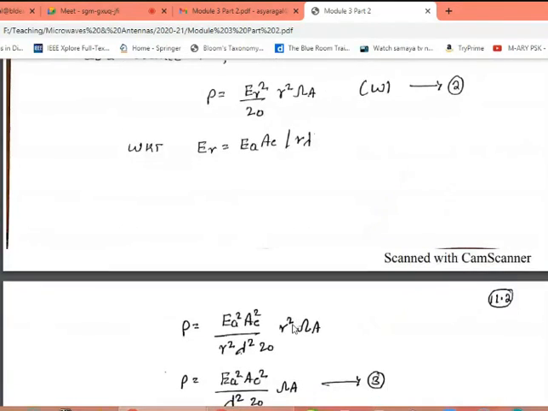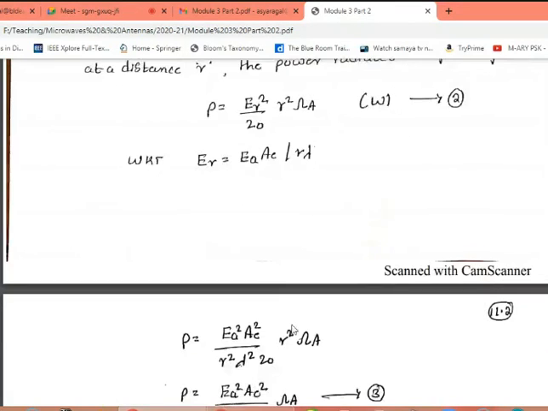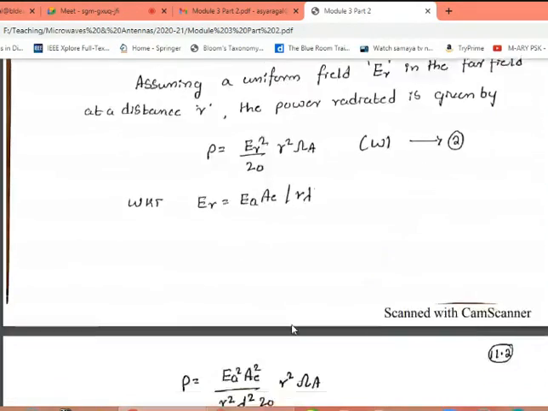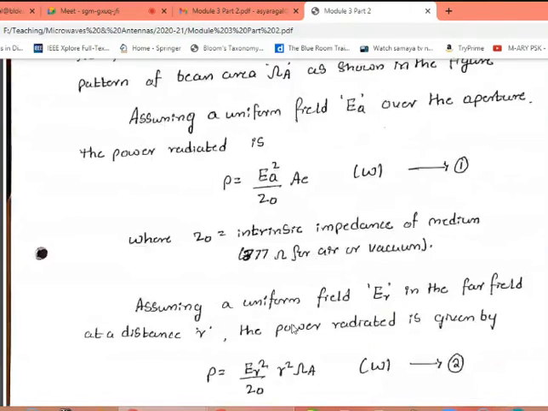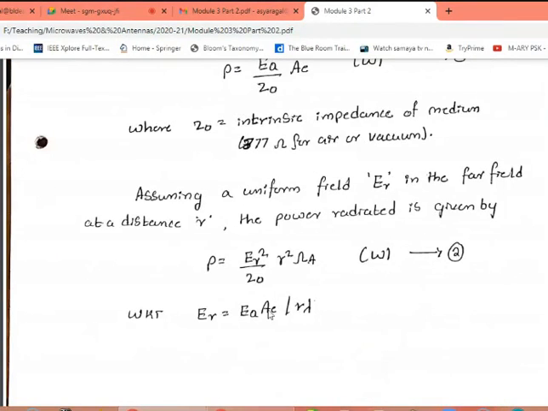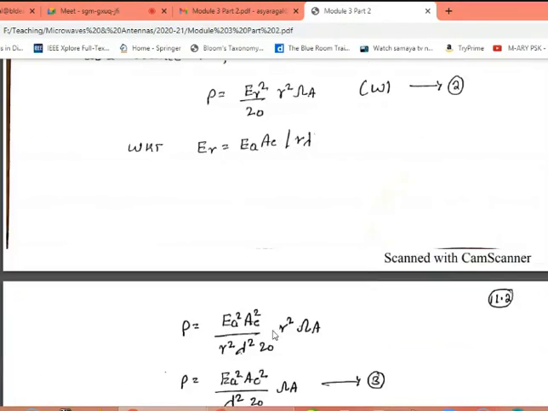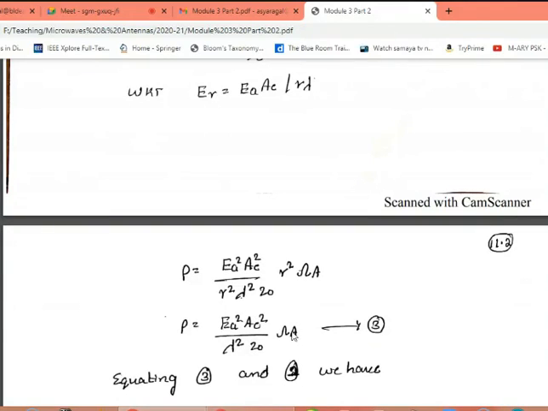Using this formula, we can write the power P. Substituting the value of E_R in equation number 2, what we get is P is equal to E_A squared A_E squared divided by R squared into lambda squared into Z naught, into R squared into the beam area. Then R squared gets cancelled. What remains is the uniform electric field at aperture A, and the effective aperture, over lambda squared Z naught into the beam area.